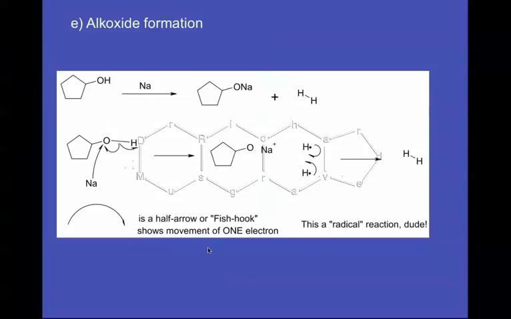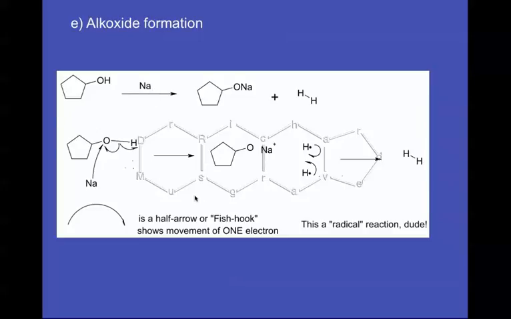Right, next we move on to alkoxide formation. An alkoxide has a negative charge on an oxygen, so it's an alcohol with the H removed off the OH, forming a negative charge on the O, and that's called an alkoxide. Now this can be made by using sodium.